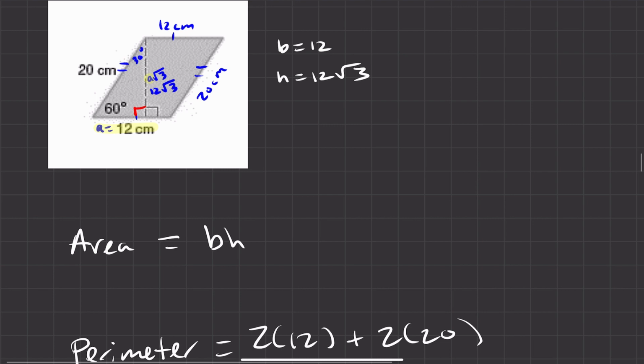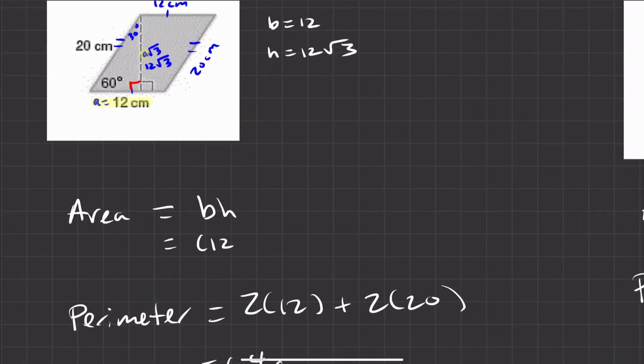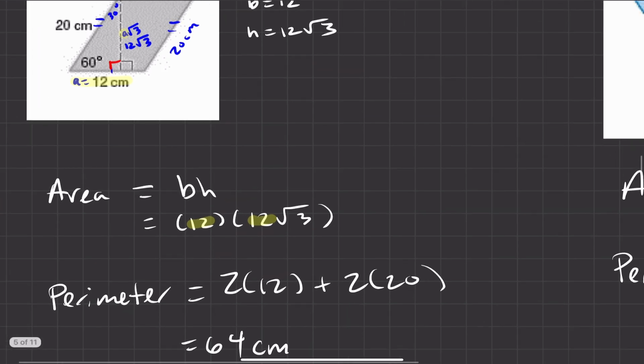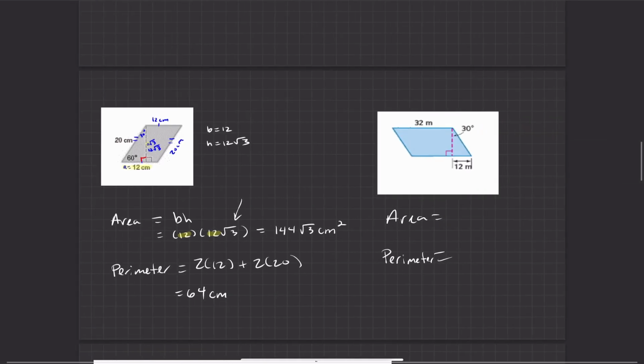So I can go ahead and plug them in. So the base is 12, and the height is 12 root 3. I will multiply the coefficient to coefficient and radicand to radicand, but there is no radical here. So I just do 12 times 12. So 12 times 12 is 144, and then I'm going to slap on that root 3. So your area is 144 root 3 centimeters squared. And we square this because we are dealing with area.